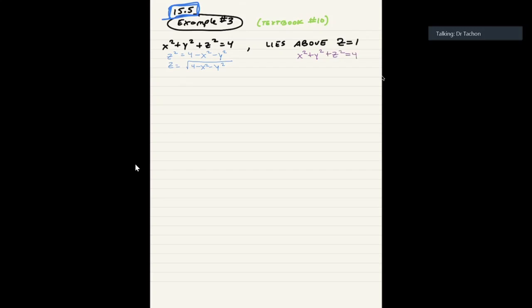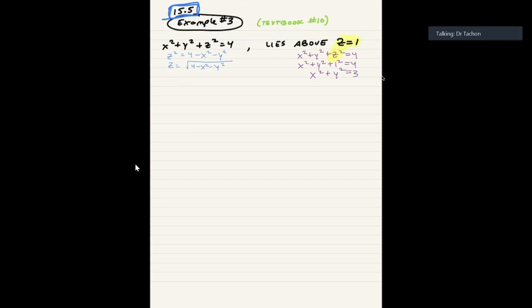And if it lies above the z equals 1 line, then we're going to substitute this in. Okay, so we're going to substitute in for z. So x squared plus y squared plus 1 squared equals 4. Subtract 1 from both sides. X squared plus y squared equals 3.